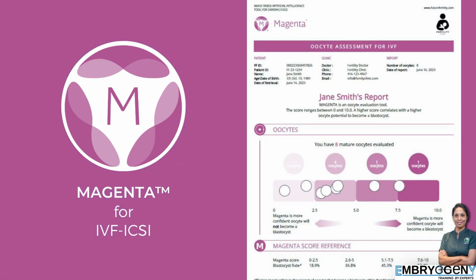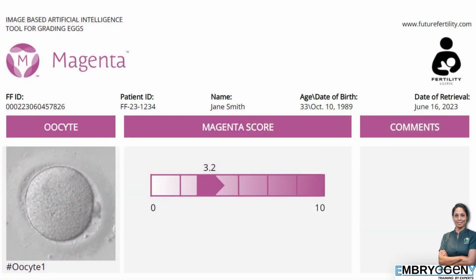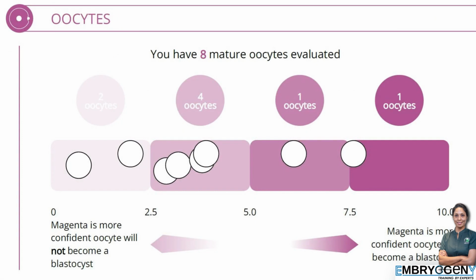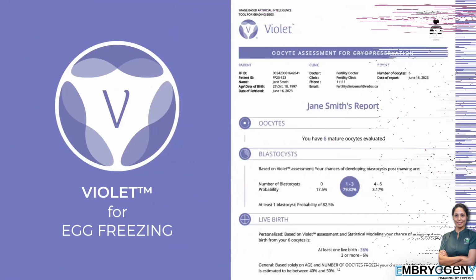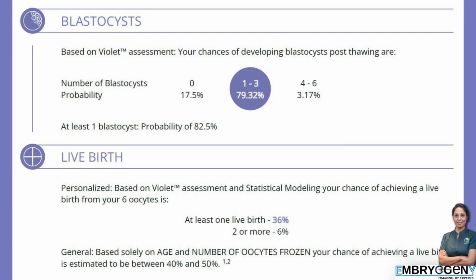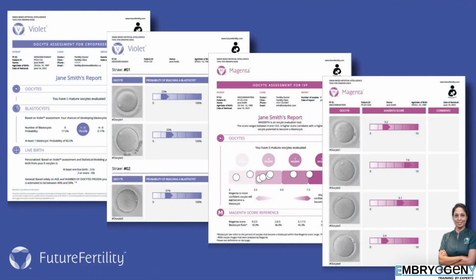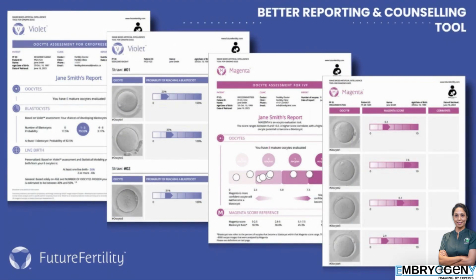So this is what a report from an oocyte assessment tool looks like, where you can go through oocyte by oocyte and explain to the patient what to expect from their gametes. This product by Future Fertility, one is called Violet, this is for oocyte freezing, while Magenta is for predicting live birth and blastulation. A successful IVF cycle with a patient may generate you 2 more patients, but handling an IVF failure and counseling the patient objectively and empathetically will generate 4 more patients for sure.